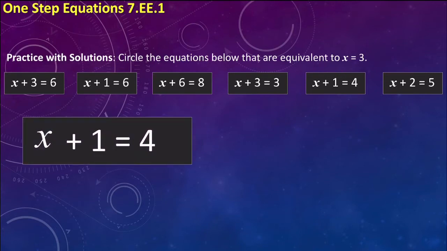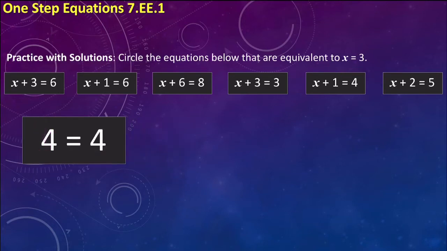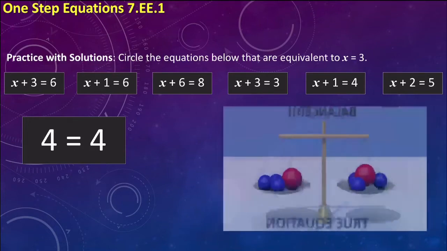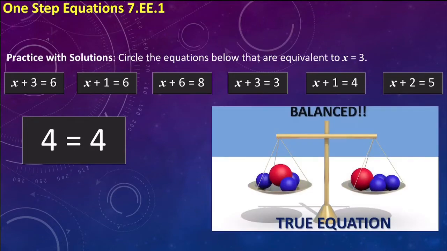That's not true. Now for this next example here, for x plus 1 equals 4, we're going to put in 3 for x again. When we do that, you get 3 plus 1, and 3 plus 1 equals 4. And finally, we've got a true equation right here. That is completely balanced. The left side is equal to the right side. Both sides equal 4. That's what you want an equation to look like. You want both sides of an equation to be equal to one another.